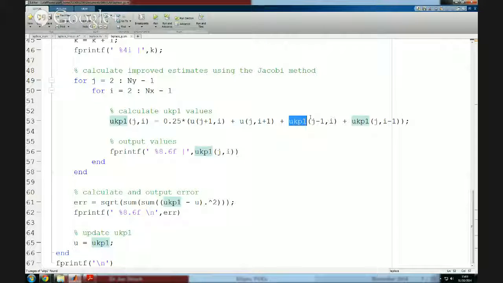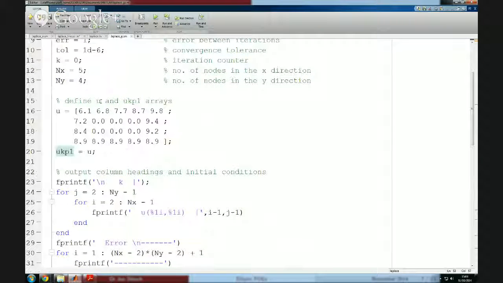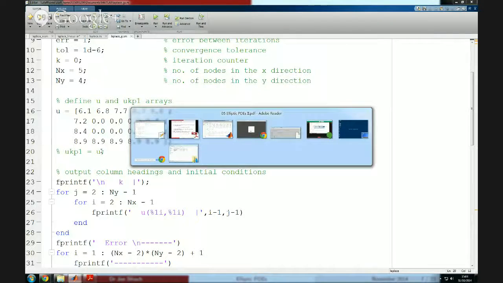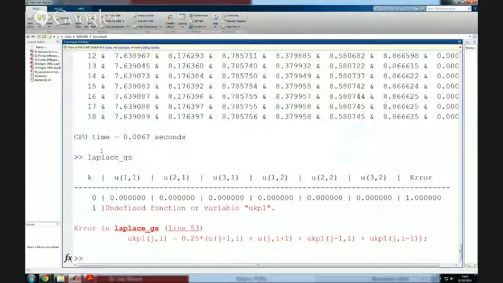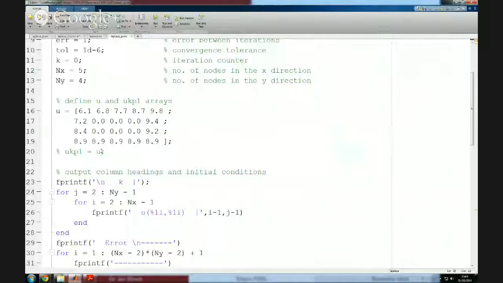For the first time, good question. Right at the beginning, after I've defined U, I set UK plus 1 equal to U. So for the very first one, if I hadn't done that, let's comment that out. Okay, it doesn't like it. Why doesn't it like it? Because as you say, it hasn't got a value. So that's why I did that.